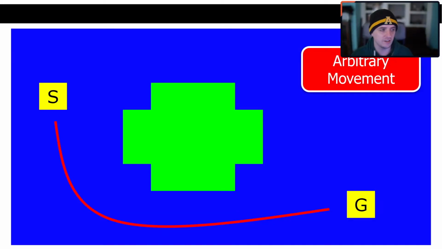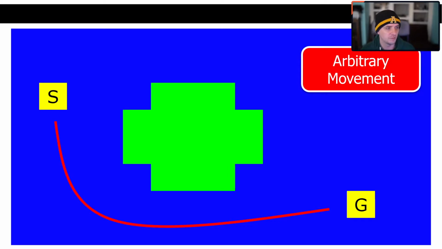Okay, so let's look at some examples of these. Let me make the camera a little bit smaller up here. So, some examples of space representations. In the most general possible case, you've just got arbitrary movement.